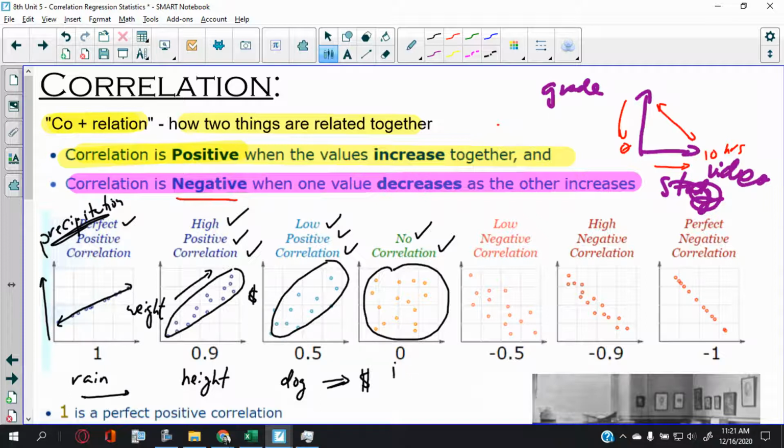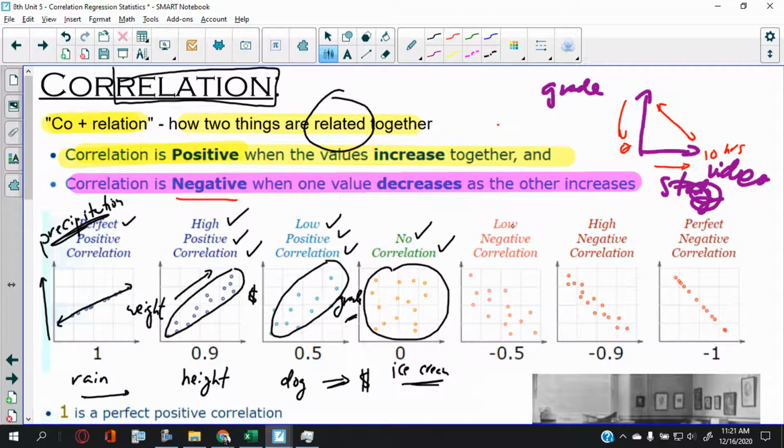The flavor of the ice cream you pick versus your grade, right? It doesn't matter. Who cares? If you like pistachio, it doesn't mean you have a lower grade, or if you like Rocky Road, that you would have a higher grade, right? No relationship whatsoever. No relationship. Look right here, no relationship whatsoever.